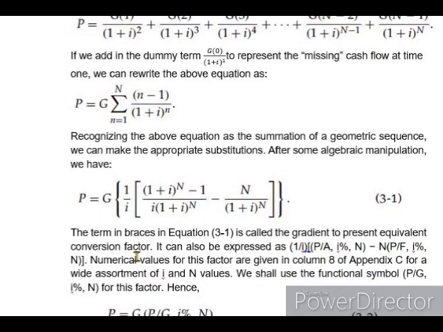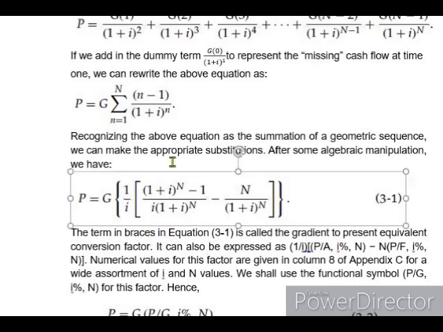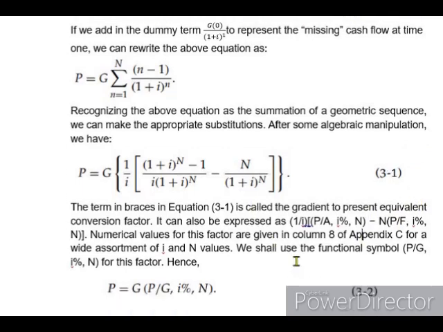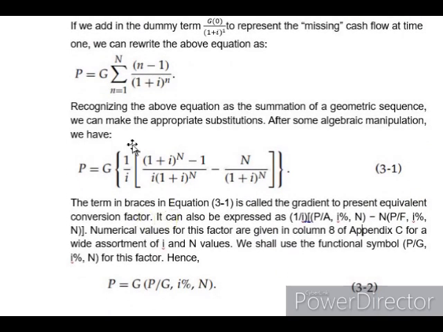So, ito guys, sinubstitute lang doon sa formula nung sa annuity, okay? Tapos, nagkaroon ng konting algebraic manipulation. So, ito yung lumabas na formula for finding P. So, siya ngayon yung formula natin na 3-1, okay? So, the term in braces, so ito yung naka-brace, okay, sa loob, in equation 3-1 is called the gradient to present equivalent conversion factor, okay? Kasi present yung hinahanap dito eh.